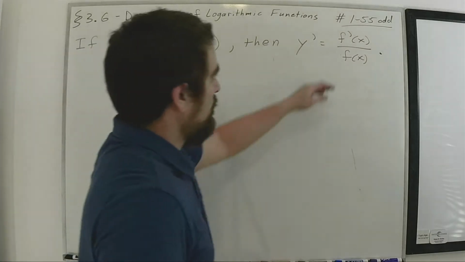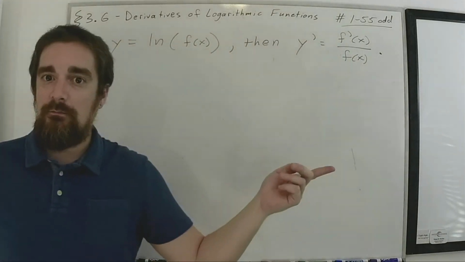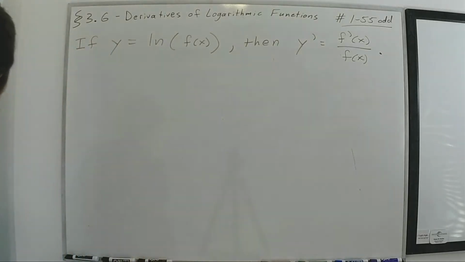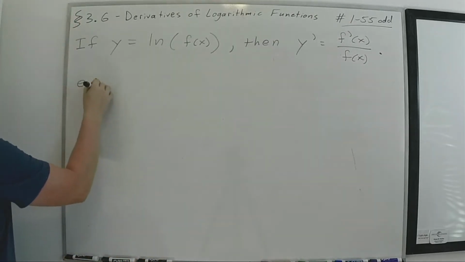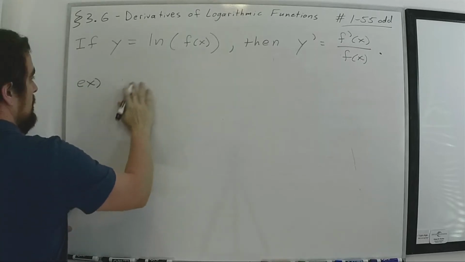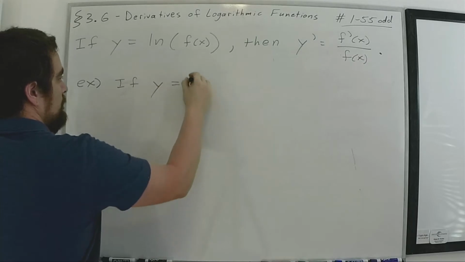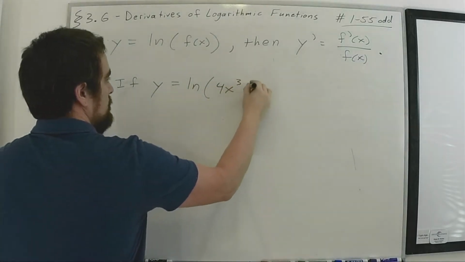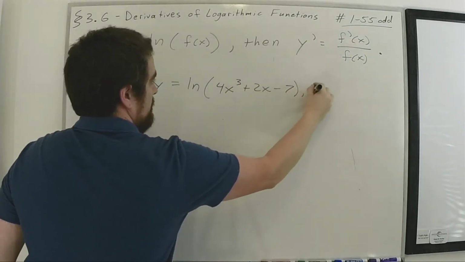The faster way of writing it is the derivative of the inside over the inside. Because if I multiply by f prime, it's just going to sit in the numerator, right? So this gives us our derivative using the chain rule. I'll show you an example of this. Let's say y is equal to the natural log of 4x cubed plus 2x minus 7, and find y prime.